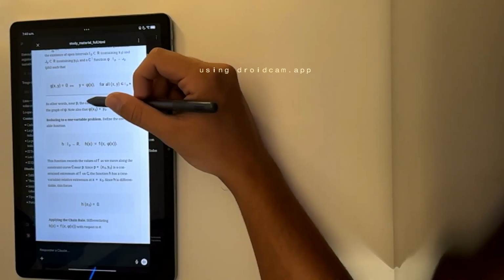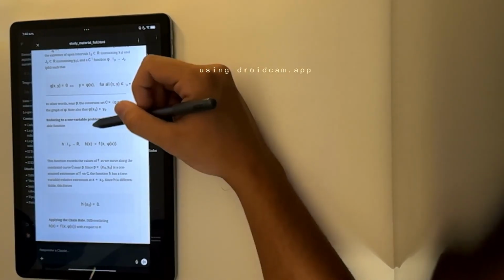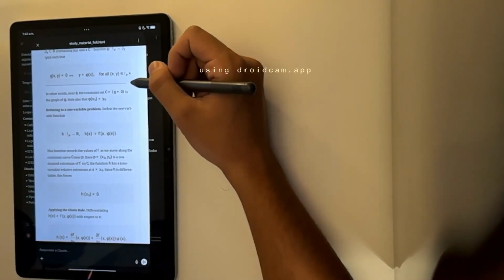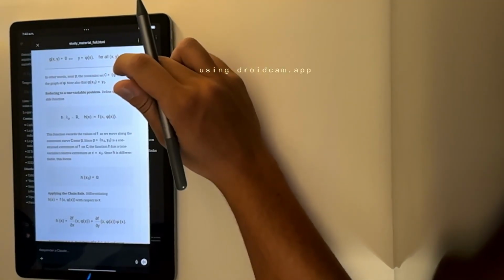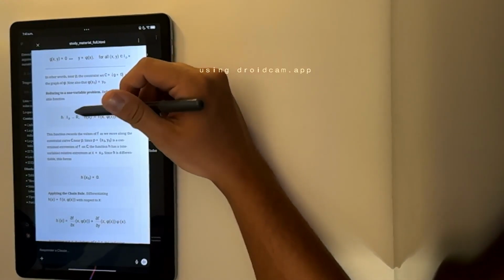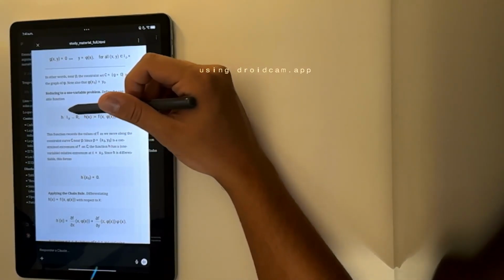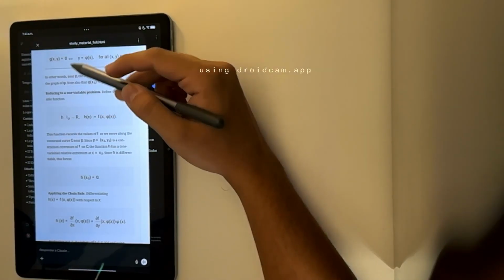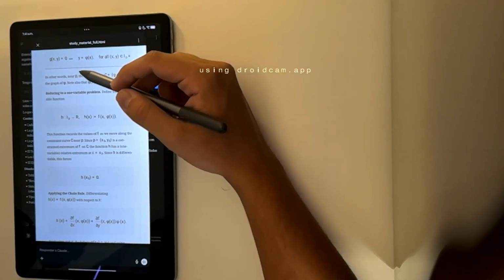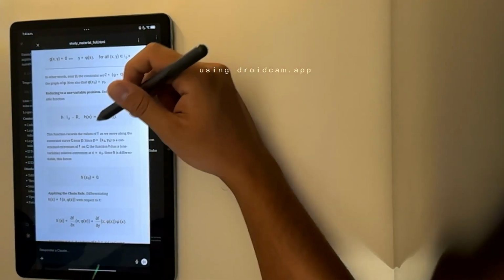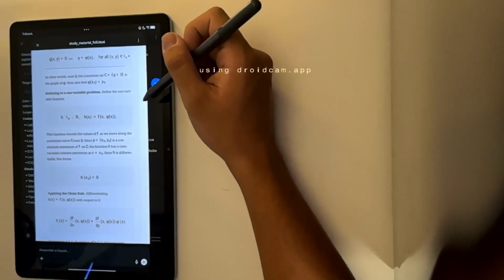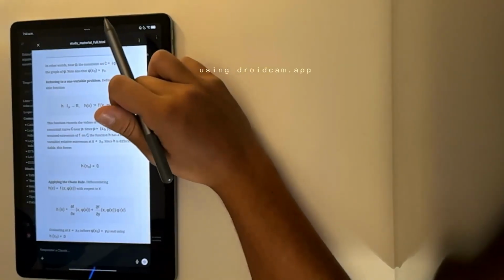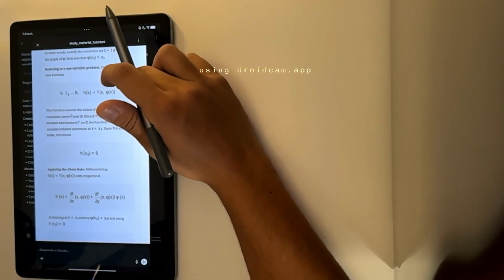Note also that phi of x0 equals y0, reducing to a one variable problem. Define the one variable function h from I_P to R, h of x equals f of x, phi of x. This function records the values of f as we move along the constraint curve C near P.